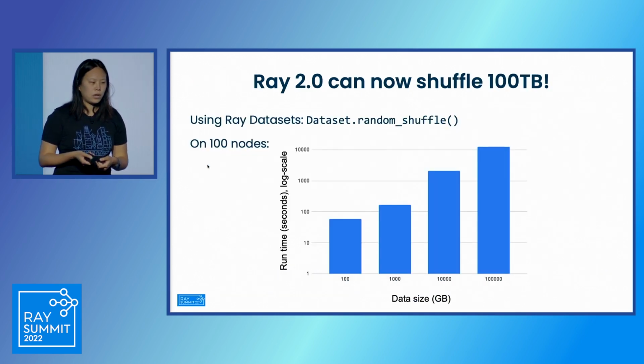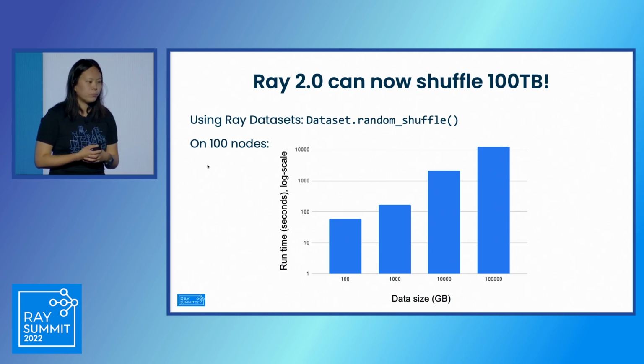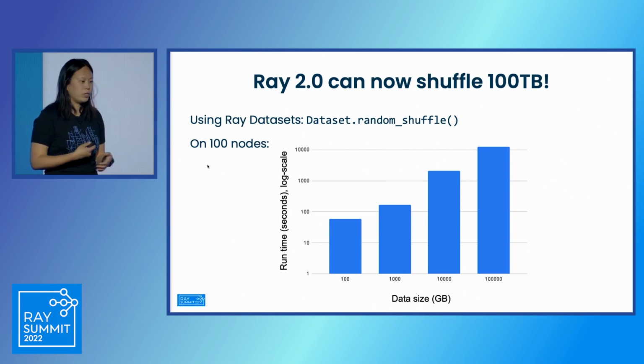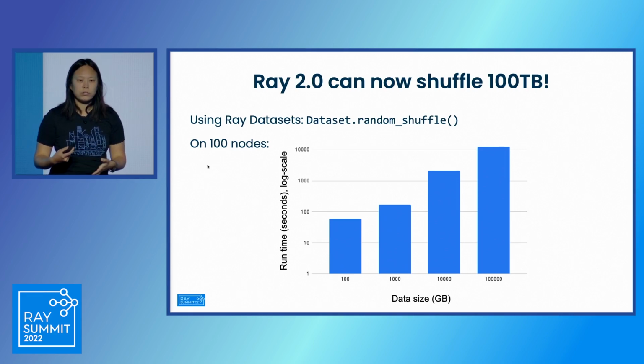And that's exactly what we did in Ray 2.0. In Ray 2.0, users of Ray datasets can scale operations like random shuffle to over 100 terabytes and to more than 100 nodes. We still have a lot of work to do here, but we have some promising initial results showing that we can possibly achieve the same scale and performance as other monolithic shuffle systems.